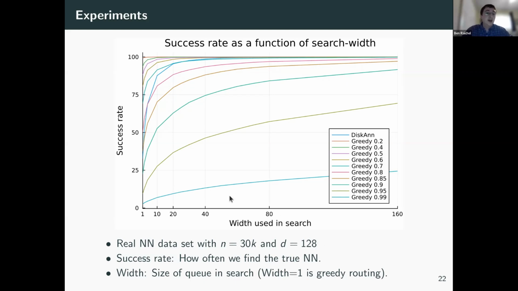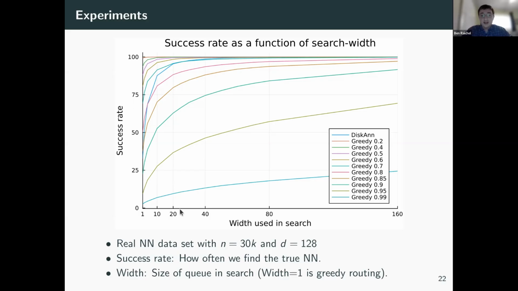Now, what you see on the plots here, on the y-axis, is the success rate. So the y-axis is showing what fraction of the queries I get the real nearest neighbor. This is not approximate nearest neighbor. This is how often I get the true nearest neighbor in the data set.